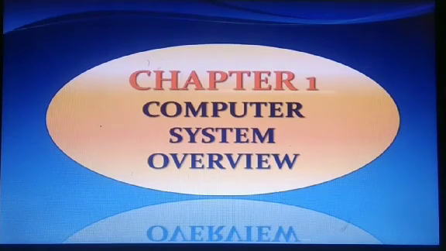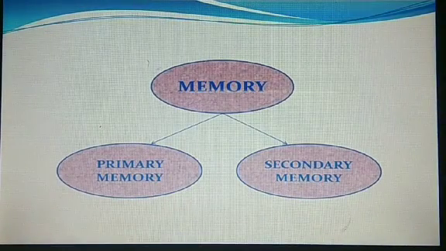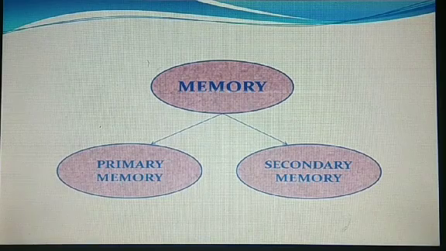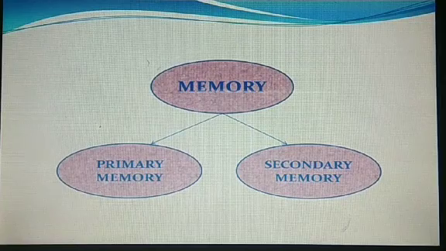Dear students, welcome to session 2 of chapter number 1, Computer System Overview. Students, in this session we are going to study various types of memories we have in a computer. We have two kinds of memories basically, primary memory and secondary memory. We'll take them one by one.